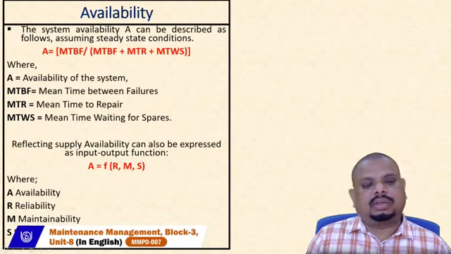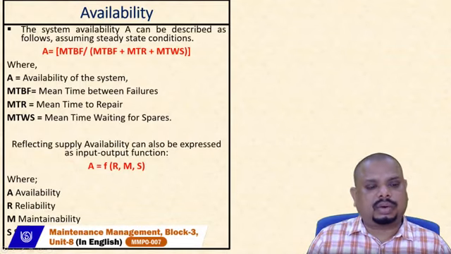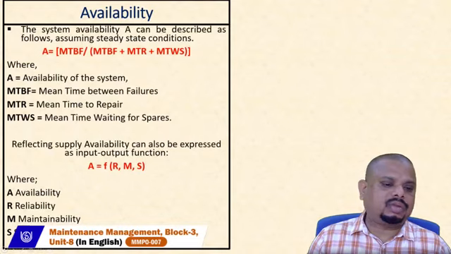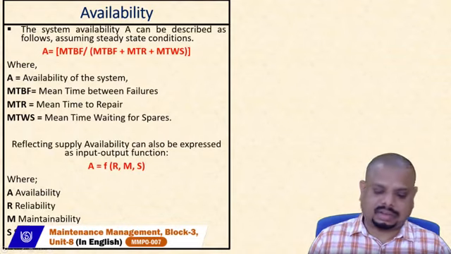I repeat. A equals availability, that equals mean time between failures divided by the mean time between failures plus mean time to repair plus mean time waiting for the spares. This is one formula. And if you reflect the supply availability as an input-output function, then A equals function of reliability, maintainability and supply effectiveness.